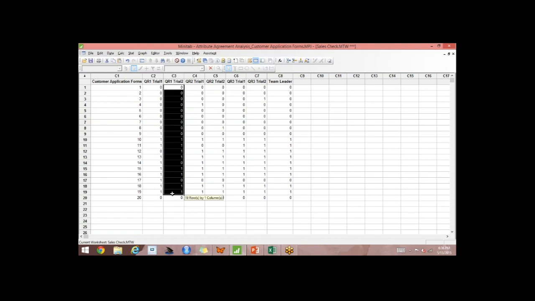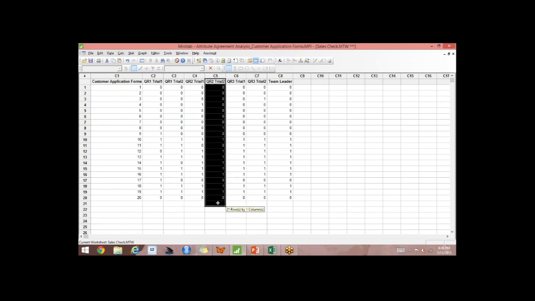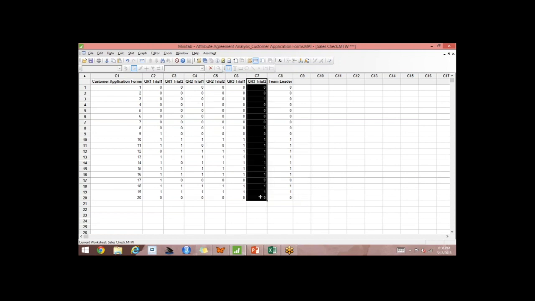All right. Now, I asked them to take another reading. Trial 2. Quality representative 2 is taking another trial. Quality representative 3 is taking another trial. Right? Now, I need to look into step 5, 6, and 7, which we have discussed in the attribute agreement analysis procedure.